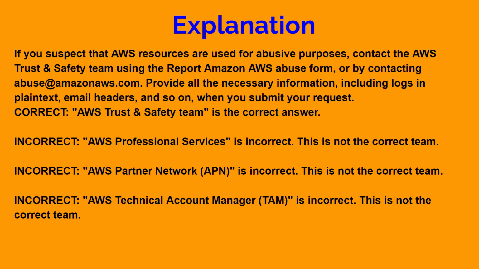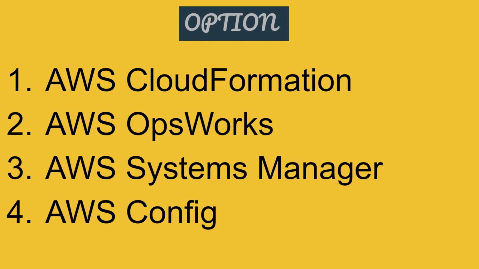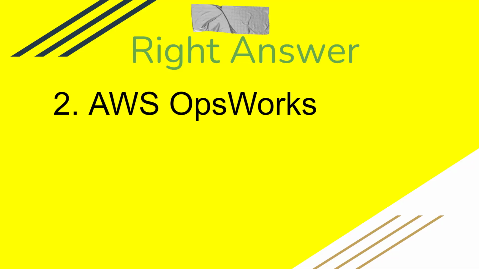Question 11. Which AWS service should a cloud practitioner use to automate configuration management using Puppet? Option 1. AWS CloudFormation. 2. AWS OpsWorks. 3. AWS Systems Manager. 4. AWS Config. Right answer is 2. AWS OpsWorks.